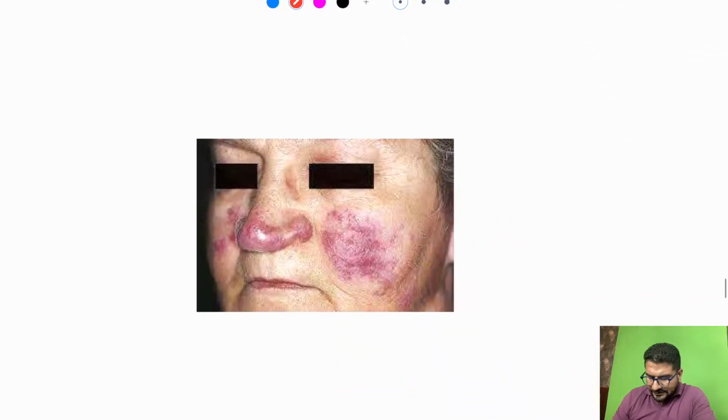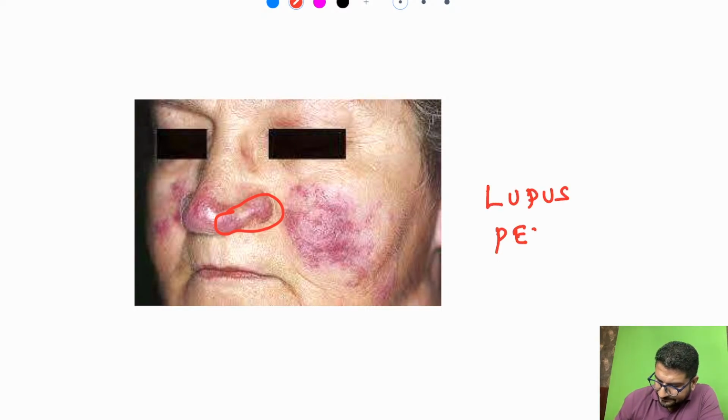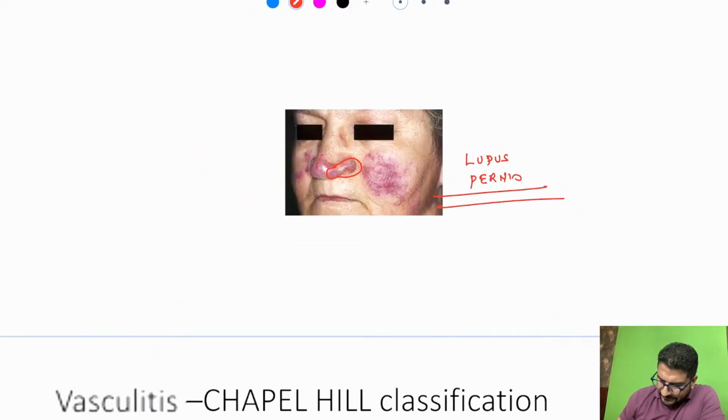This is a rash which we call lupus pernio. अब देखो यहाँ पे ये जो फोल्ड दिख रहे हैं नाक वाले फोल्ड, these folds are actually not involved in SLE, बट यहाँ पे ये फोल्ड इन्वॉल्व होंगे. तो this is what we call, इसको हम क्या बोलते हैं? We call this lupus pernio.